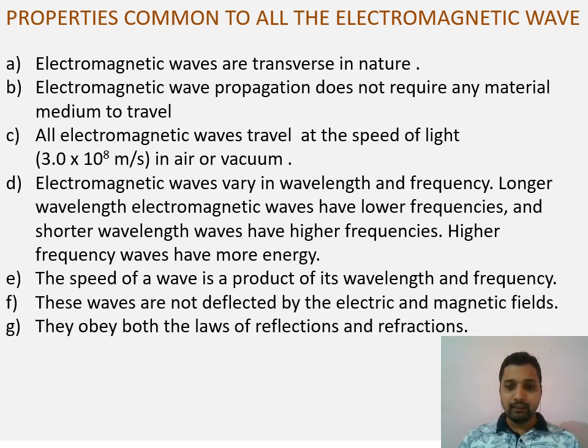electric and magnetic field. Means if we place a cathode and anode, positive terminal, negative terminal, or if we place south pole and north pole, there is no deflection we will observe in case of electromagnetic waves. And they all obey the laws of reflection and refraction both. So these are the properties of electromagnetic waves, which are the same for all these waves, starting from gamma rays to the radio waves. So these are the common properties for all the electromagnetic waves.